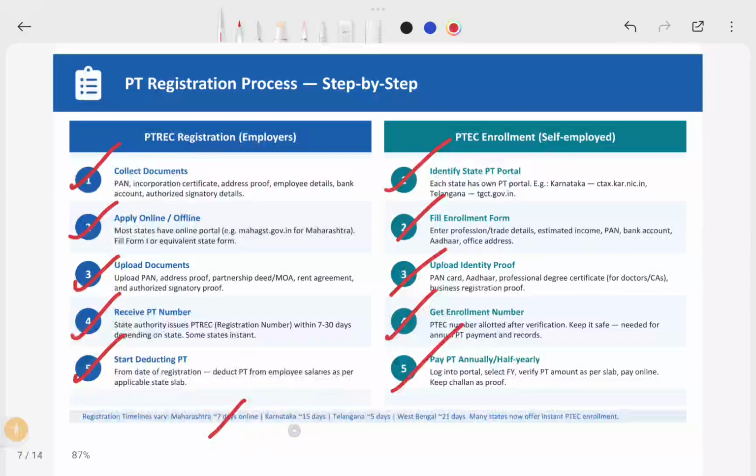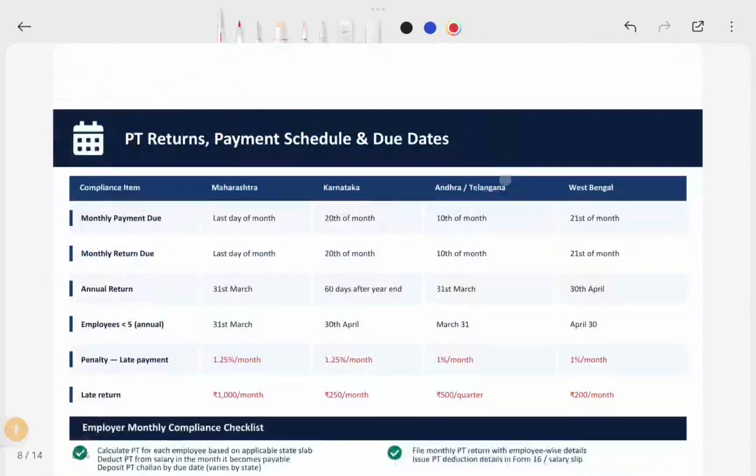In Maharashtra, it will take 7 days, 15 days. Telangana is 5 days. So based on the state, it will take within 1 month, maximum 30 days, and you can get the PT registration. It doesn't take much time.